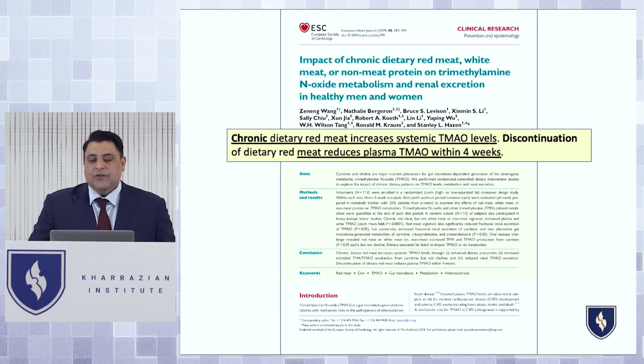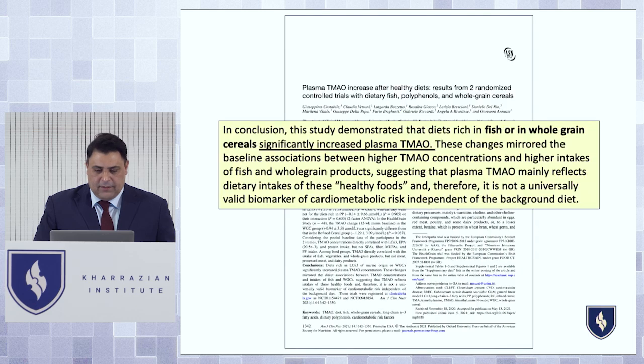We don't have a tool to measure those bacterial species. All we can really measure is TMAO, and if it's high, then we know that their consumption of higher choline foods can be a factor. Now, it's not just red meat. Fish and whole grain cereals also are very high in choline, and they can also increase TMAO.